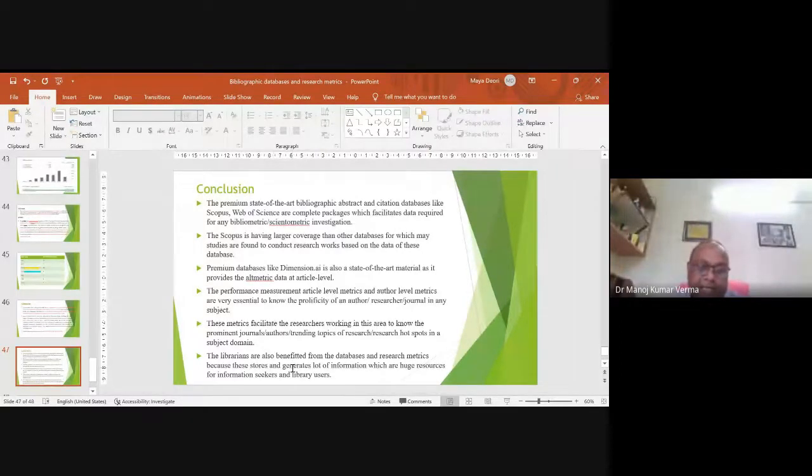These metrics help researchers working in this area to know the prominent journals, authors, trending topics and research hot spots in a subject area. Librarians also benefit from the data sets and research metrics because these scores generate a lot of information, which is a huge resource for information seekers and library users.